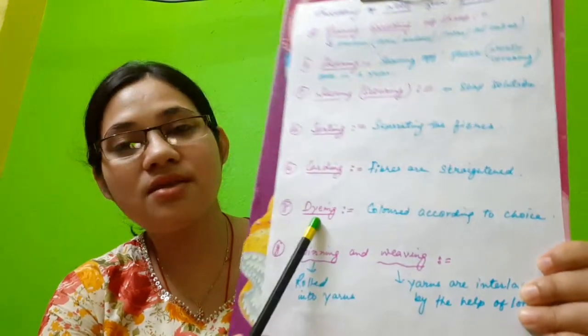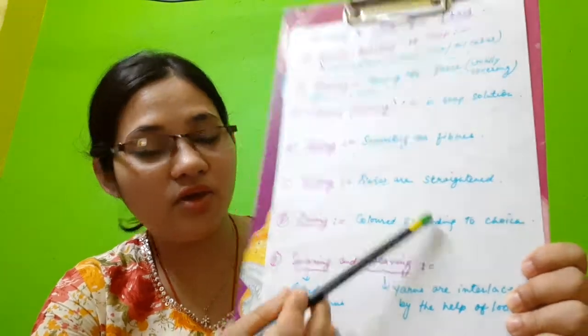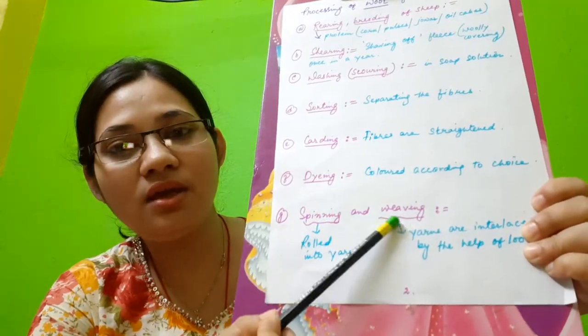Okay, next one is dyeing. Dyeing means after the fleece is straightened, it is put into the color of choice. Okay, some want red or blue or orange or pink or green, so they are soaked in different dyes, that is called dyeing. So they are colored according to the choice. The last one is spinning and weaving. Spinning means they are rolled into yarns. Just now I have shown you how they are rolled into yarns. And weaving means these yarns of different colors are interlocked, or interwoven among themselves to form the fabric.